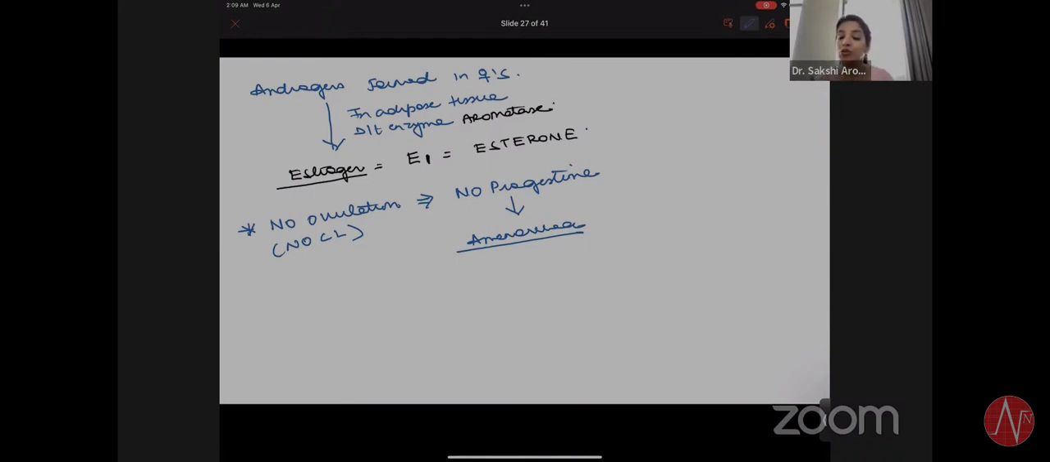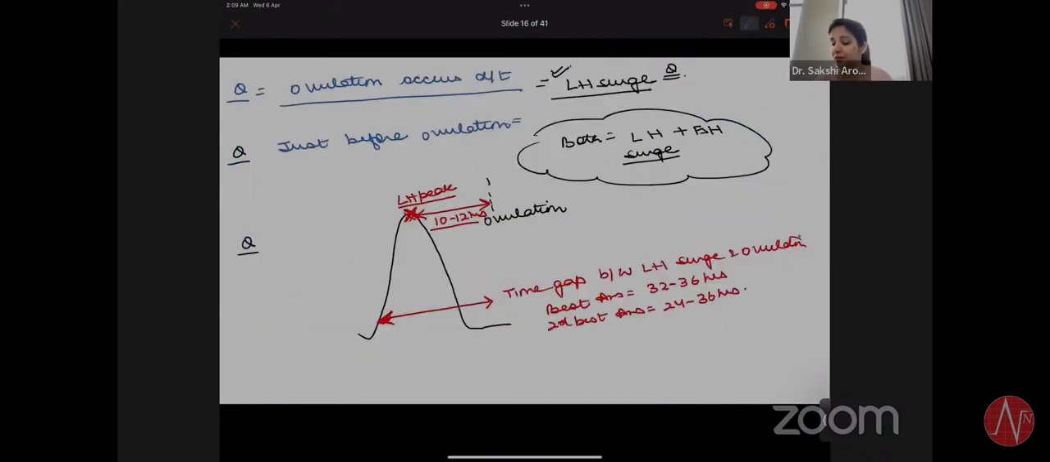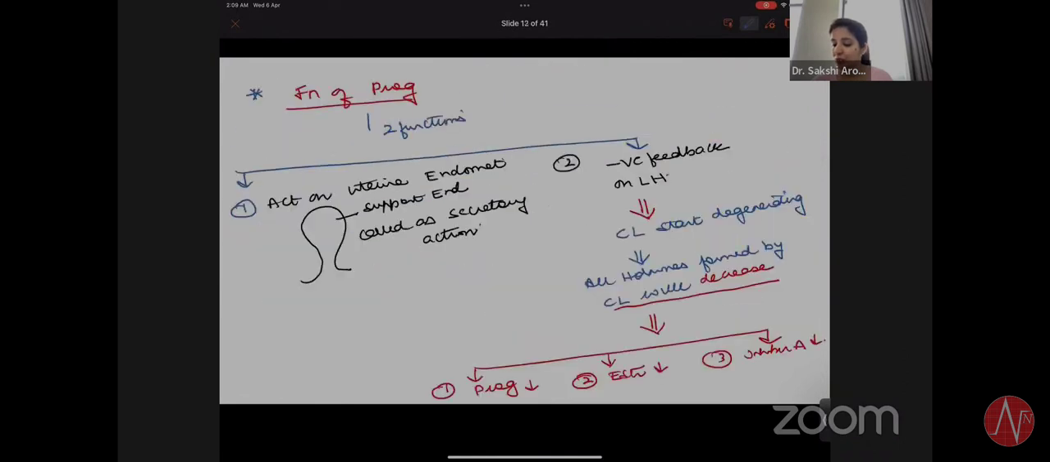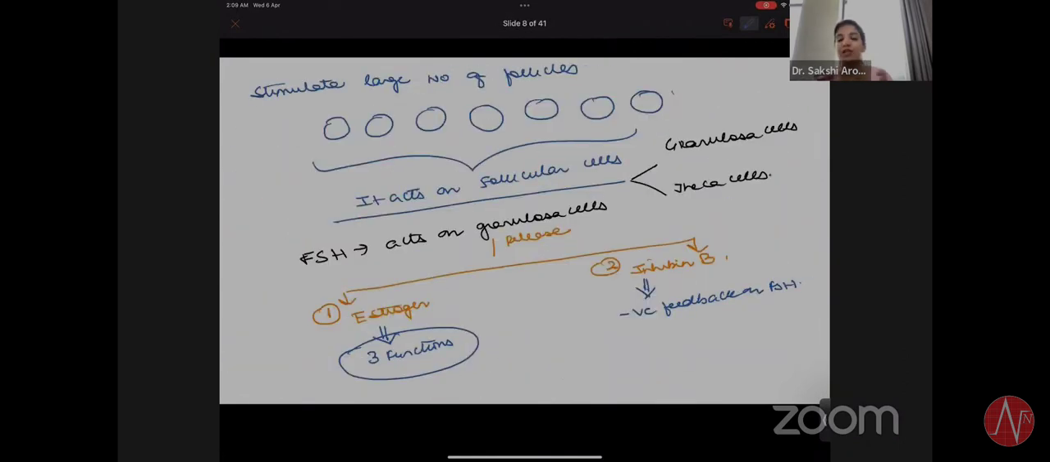करिश्मा, ग्रैन्युलोसा सेल तो पूरा का पूरा ईस्ट्रोजन बना रहे थे. अभी तक हमने स्टार्टिंग में क्या पढ़ा था? अभी तक यही तो पढ़ते आ रहे थे कि FSH will act on granulosa cells. From granulosa cells, it will release estrogen and inhibin B.